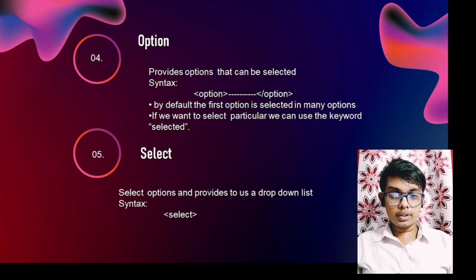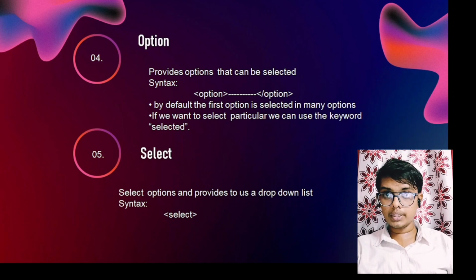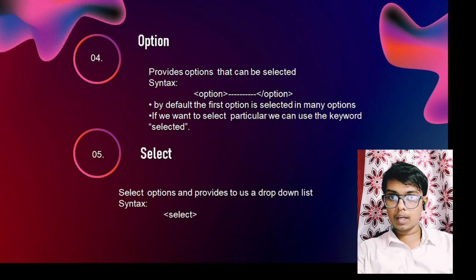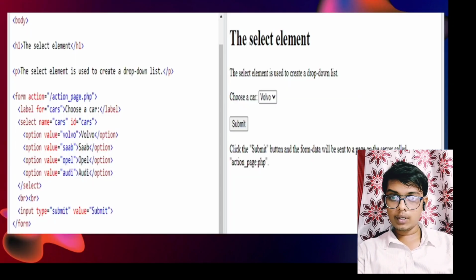Let's see how this works. In the code, first I am giving the hashtag lines, then the form, then a label. I am creating a label for cars: choose a car. Next, select name cars. Then I provide the options: Volvo, another option Saab, another option Opel, another option Audi. Close the select.